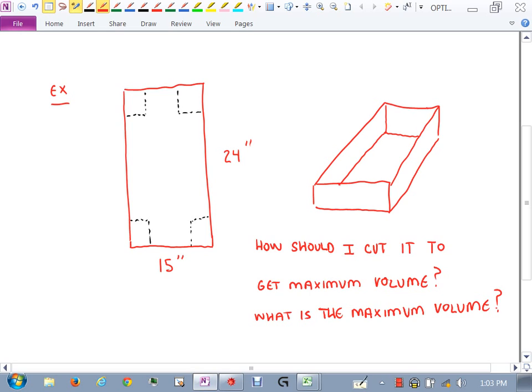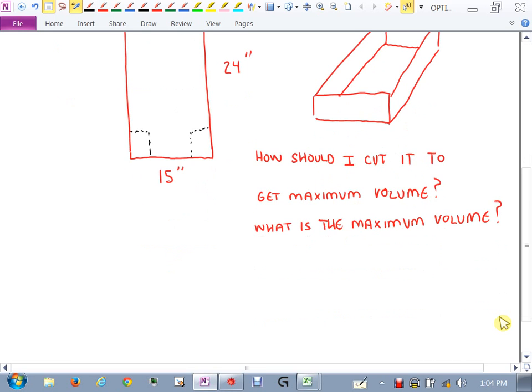So we need to come up with an objective function. We need to come up with a constraint. So what is the objective function? What is the thing we're trying to find the maximum or minimum of? The volume, right? So the objective here is to maximize, find the maximum volume. So I need an equation for volume. Volume is equal to what? Length times width times height.